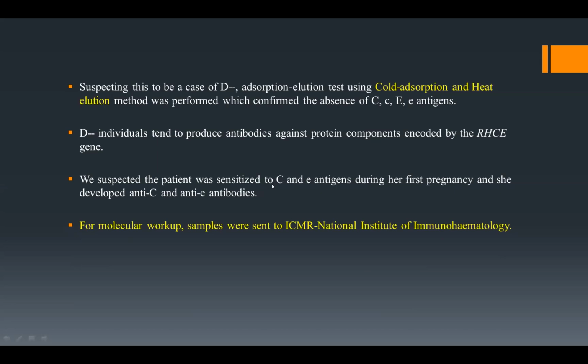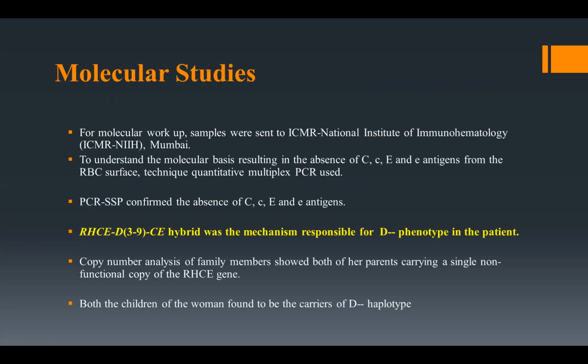Expecting this to be a case of D-- phenotype, for further molecular workup we sent the samples to ICMR, National Institute of Immunohematology. This is how the molecular workup proceeded. To understand the complete molecular basis which resulted in the absence of these CcEe antigens from the red cell surface, the technique used was quantitative multiplex PCR. The PCR-SSP, sequence specific primers, confirmed the absence of CcEe antigens, all the proteins which are coded from the Rhce gene.